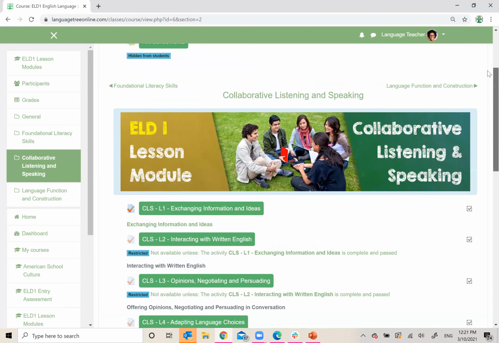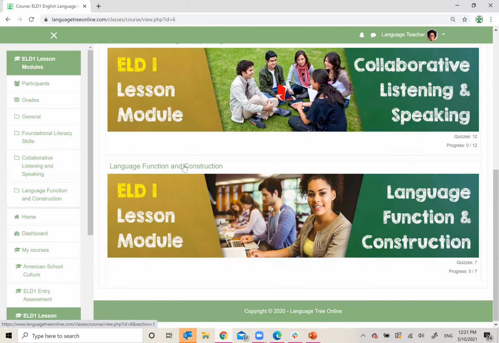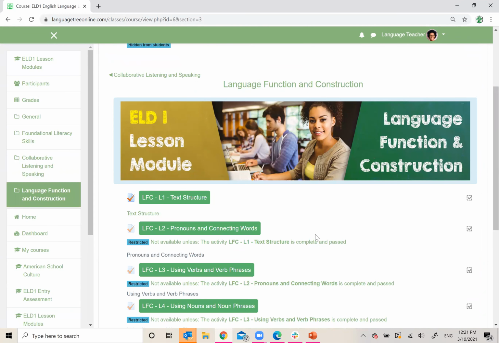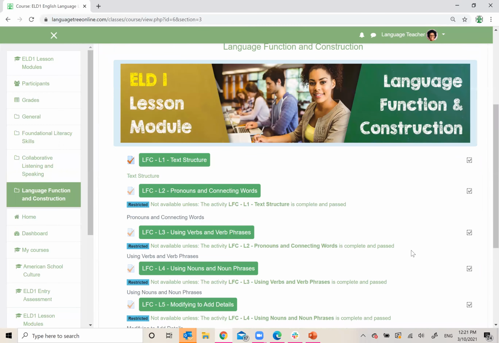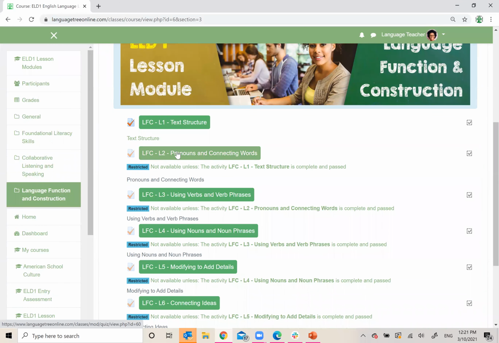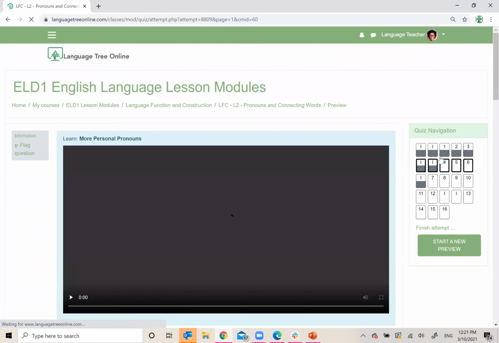And then lastly, we'll go to language function and construction. And I'm going to show you what a lesson looks like in this section, because we looked at a couple of assessment questions in the entry assessment of language function and construction where we were assessing their knowledge of pronouns. So you can see here, lesson 2 is about pronouns and connecting words. So let me start it at the beginning here.